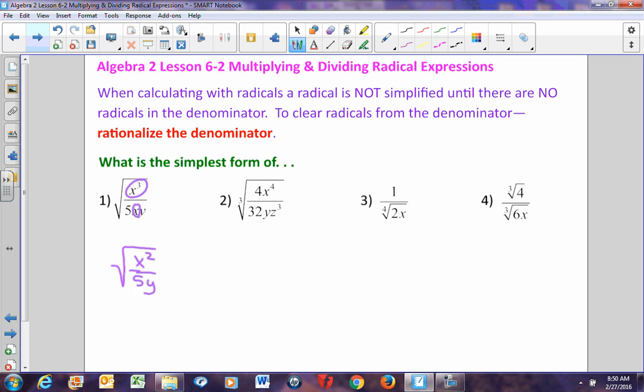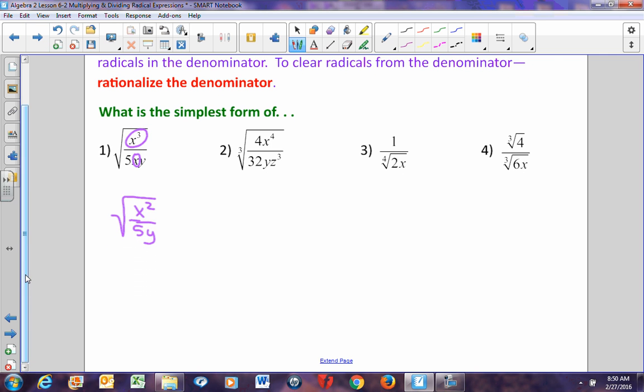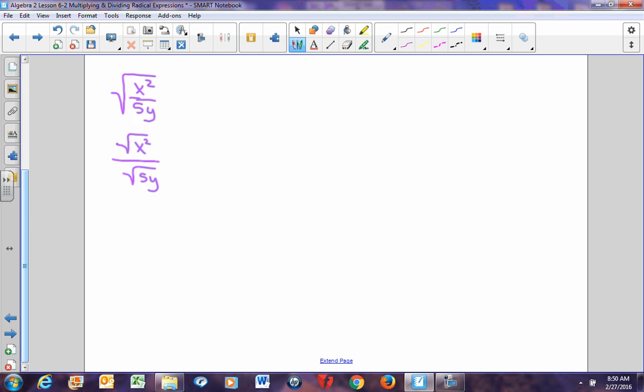None of that simplifies. Therefore, I'm going to make this the square root of x squared divided by the square root of 5y. Since it's a square root, to get rid of the square root of 5y, I just need to multiply by a fancy form of the number 1, which is how you rationalize the denominator. So I'm going to multiply by the square root of 5y over the square root of 5y, because remember, that's just multiplying by 1. On the top, since both index numbers are 2, I can multiply them together. I get the square root of 5x squared y. On the bottom, I get 5y.